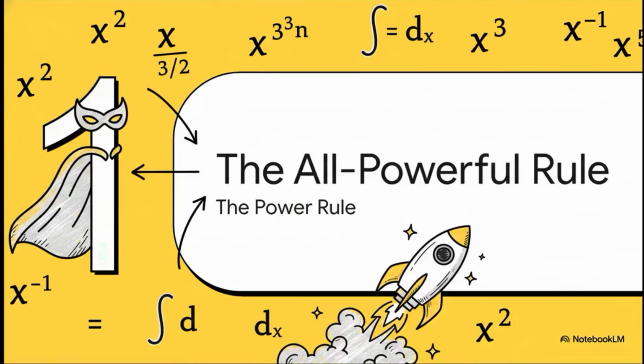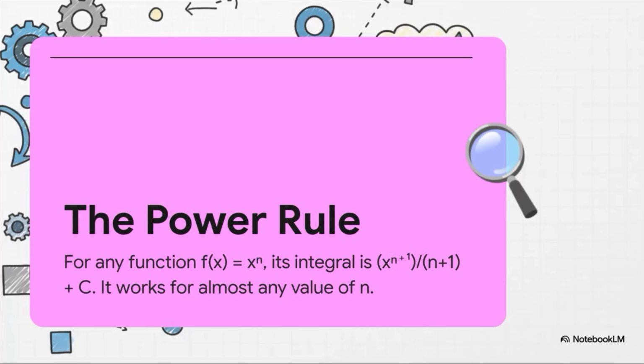To really get why it fails, we first have to meet our hero, the power rule for integration. This is the absolute go-to, the reliable workhorse for pretty much any function that looks like x raised to some power. Now the beauty of this rule is just how elegant and simple it is. You just take your exponent, n, you add 1 to it, and then you divide the whole thing by that new number. Simple, right? It's incredibly effective, and it works for this huge universe of functions, everything from x squared all the way up to x to the power of a million. It is, without a doubt, the heavy lifter of basic calculus.